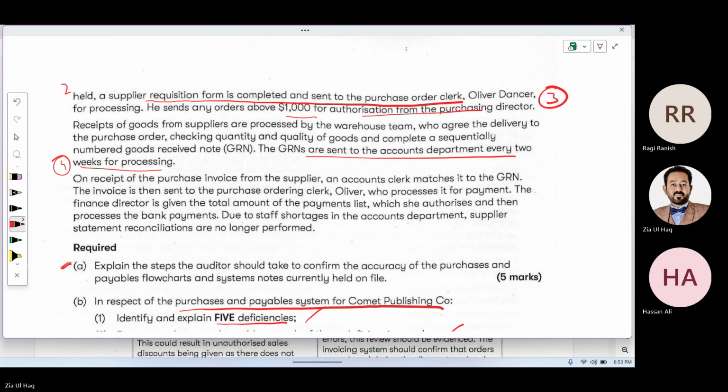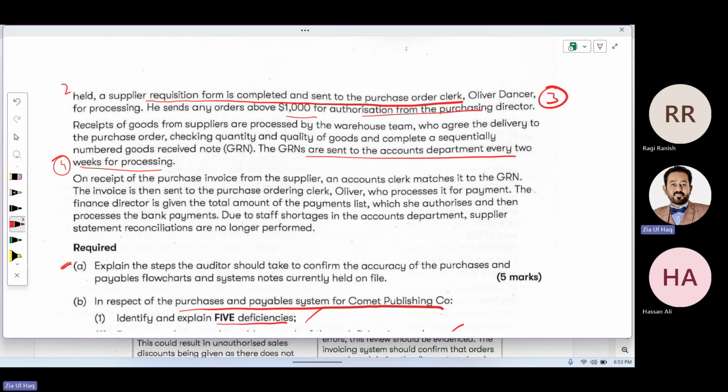What do we need to do? The GRN copy should be provided to the finance department on a daily basis rather than after 2 weeks, so that they can process invoices quickly.